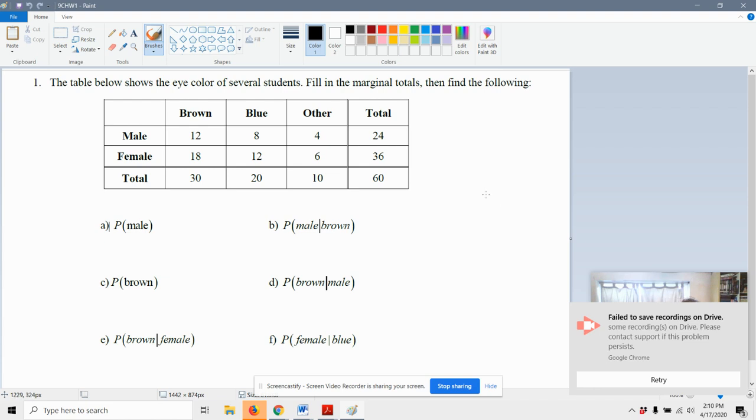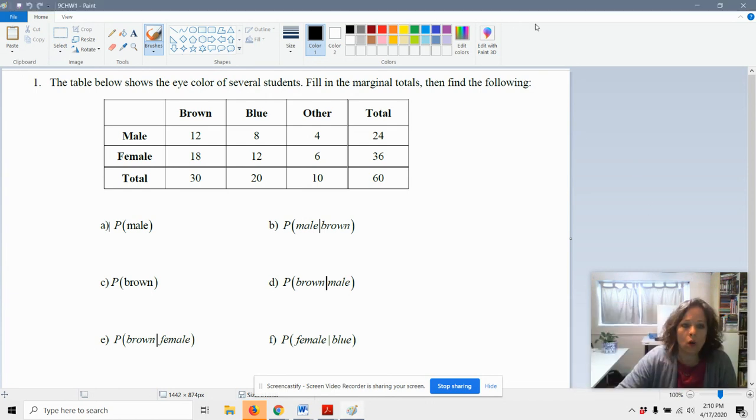Hi guys, this is problem number 1 of your 9C homework. In problem number 1, we're using a table, and this is eye color and boys and girls, male and female, okay?